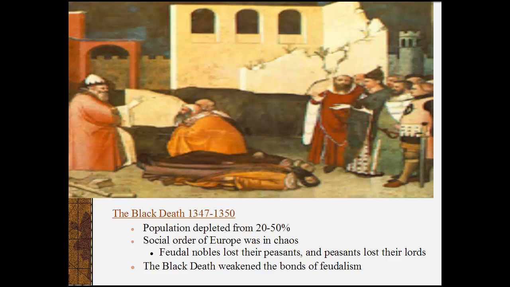Death tolls of this magnitude threw the European social order into, well, chaos. Feudal noble lords lost their peasants, and peasants lost their lords. Security of the peasants was jeopardized by the death of nobles, and the death often served as an invitation for expansion by an aggressive neighbor. So this threw off the whole deal, right?